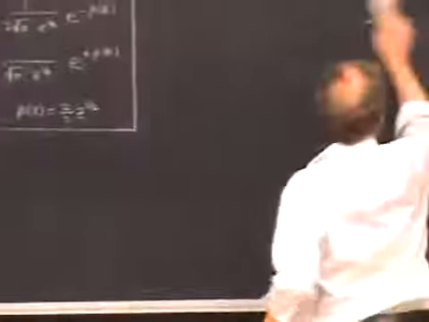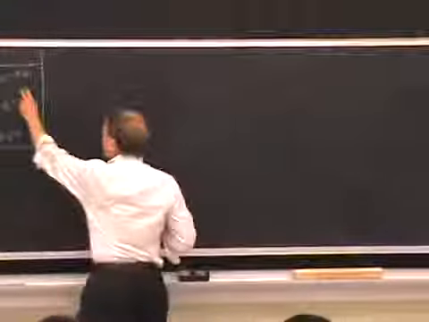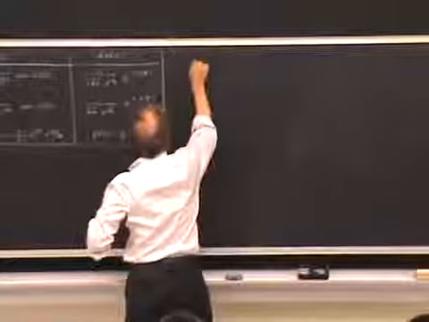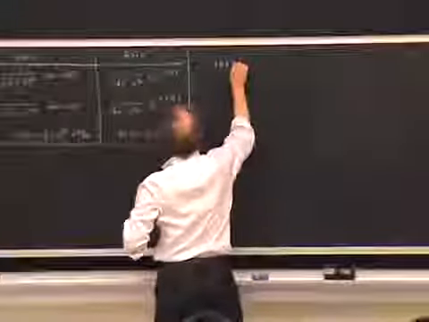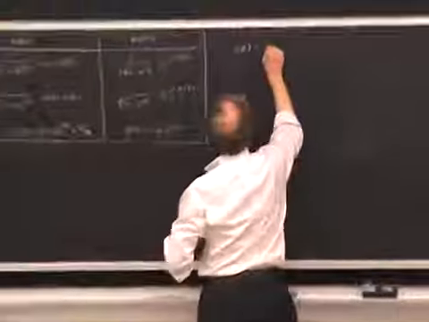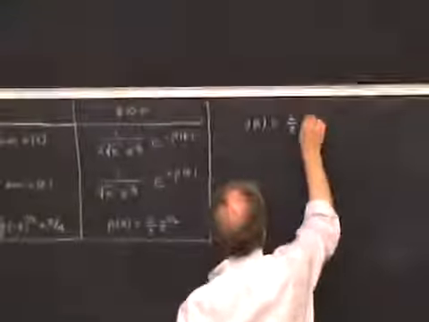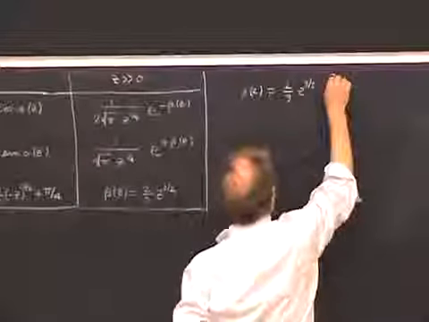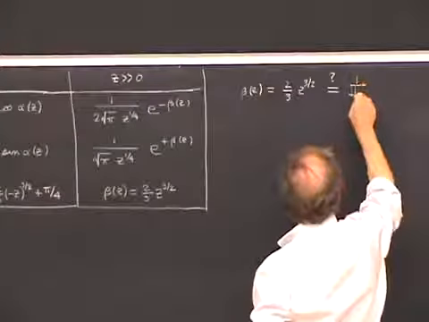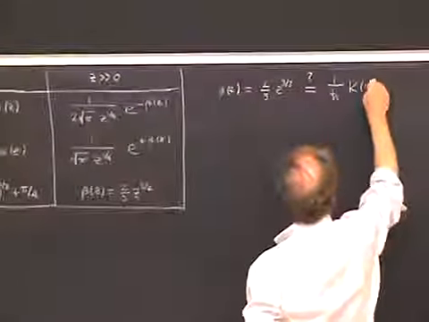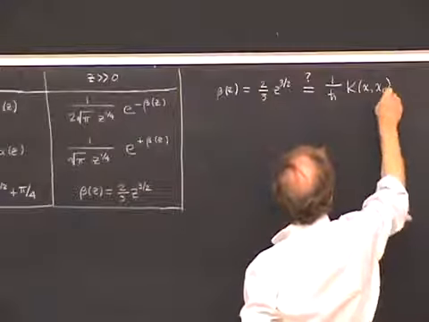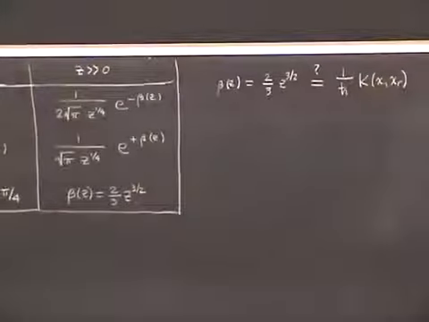Here's what I'll do. So the exponent in these asymptotic forms here, beta of z, is equal to, as you see, 2/3 of z to the 3/2. This must be equal to, I'll put a question mark on it because we want to verify it, 1 over h bar of k of x comma xr, k evaluated relative to the turning point.